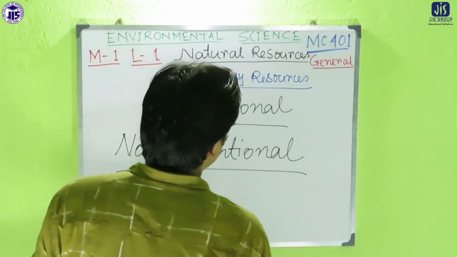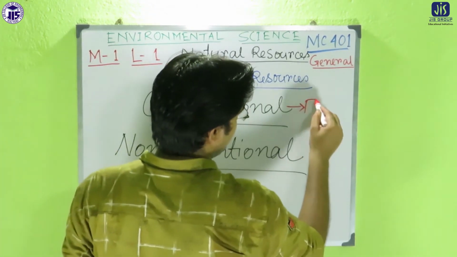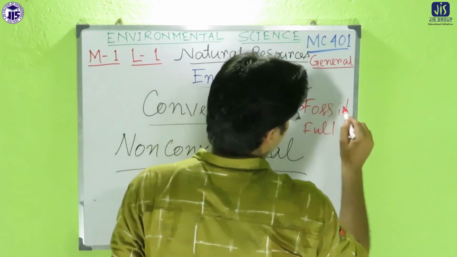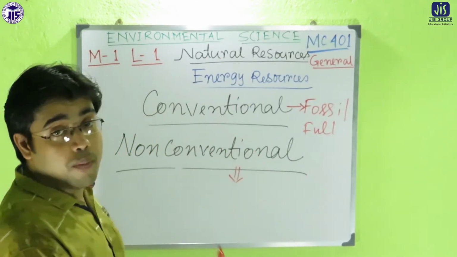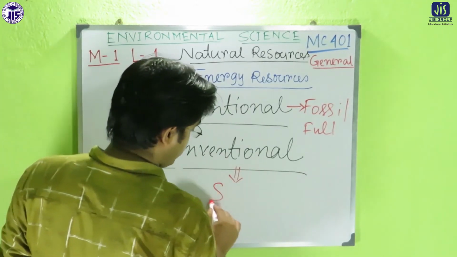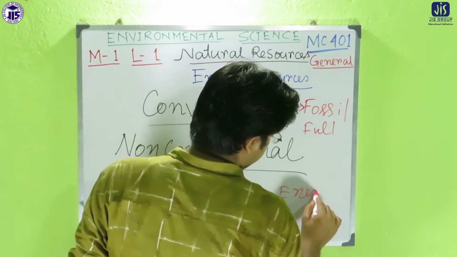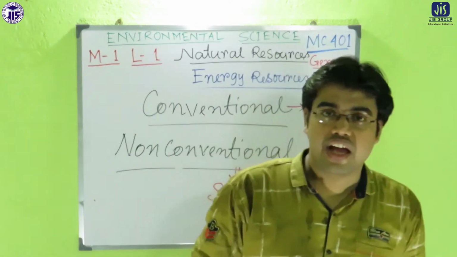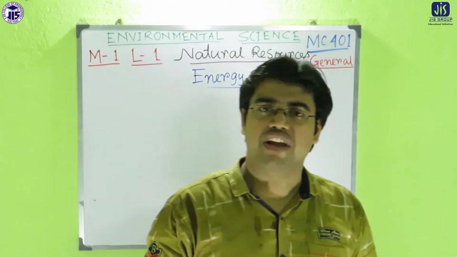So the common example of the conventional source of energy is the fossil fuel, and the common example of the non-conventional source of energy is solar energy. Okay. Now we'll move to the last topic of lecture 1.